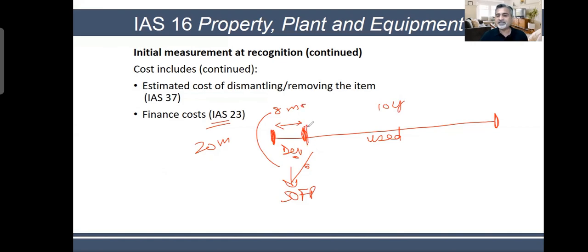But once the asset is ready and you start using it, it is ready. Start using it is not a condition. You use it or don't use it, doesn't matter. But the asset is ready. When the asset becomes ready, then you cannot capitalize. Then this interest will go to your P&L. That's all.